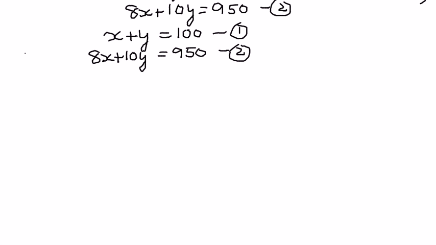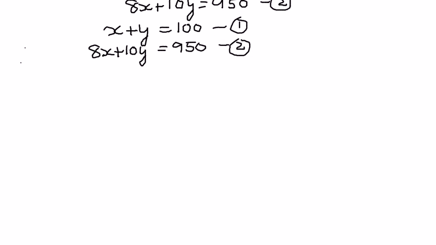In here, let me write this as step number three. We can write the augmented matrix based on the system of linear equations, and to write the augmented matrix, we're going to pick up the coefficient terms for x and y in equations 1 and 2 and write them out in the matrix format.